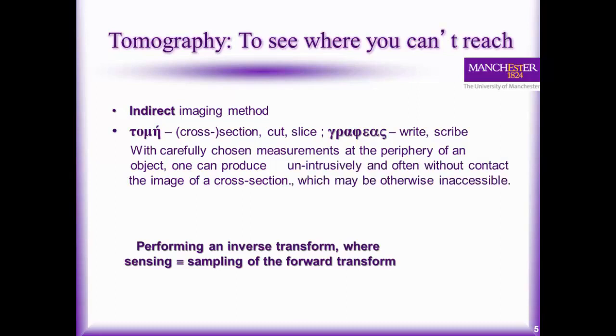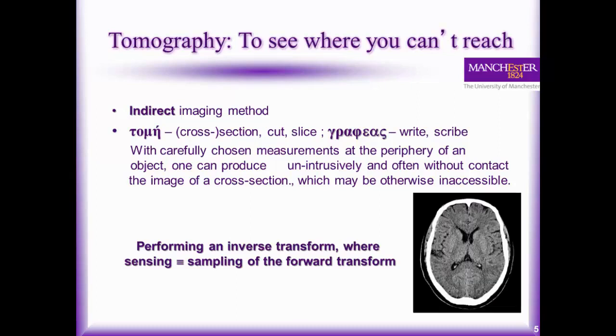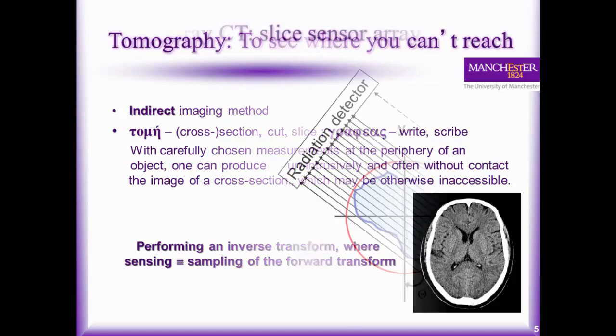If we want to be a little bit more precise, the production of that cross-section is unobtrusive and often without contact. And of course, the image of the cross-section can be otherwise inaccessible, as it is in this picture. You don't want to image people by cutting them, because usually they are alive. So performing an inverse transform where the sensing task is the sampling of the forward transform and the production of this image is the inverse transform of what we do. How do we define that? Just bear with me for a couple of slides and you'll be convinced.